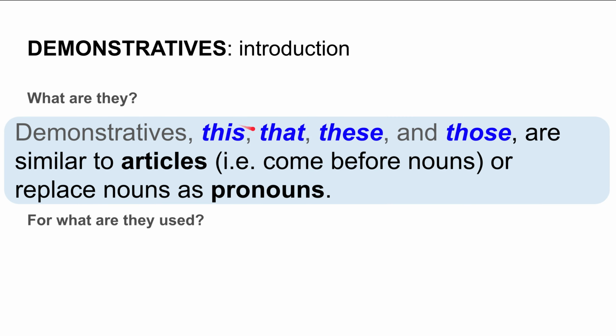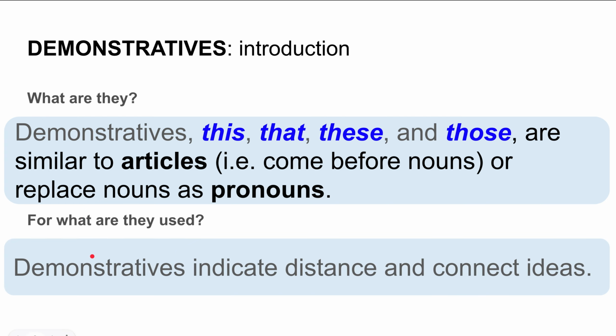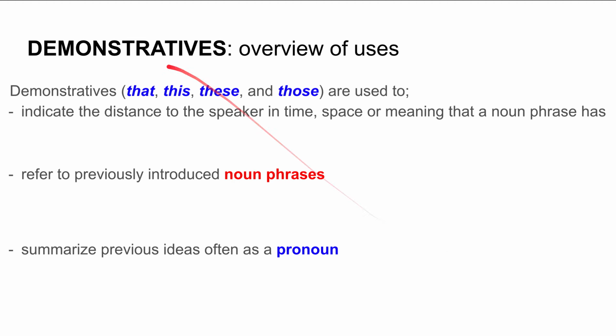Demonstratives, this, that, these, and those, are similar to articles, that is, they come before nouns, or they replace nouns as pronouns. And what are they used for? Demonstratives indicate distance and connect ideas. So let's talk a little bit more about how they indicate distance and connect ideas.